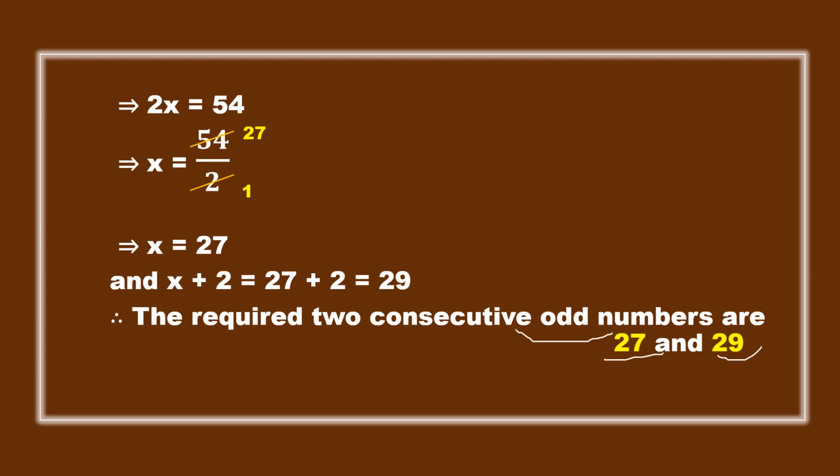As we are discussing odd numbers, they are alternate numbers. In between you'll have 28, which is an even number. So my consecutive odd numbers are 27 and 29.